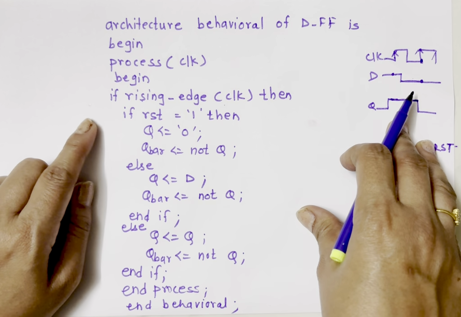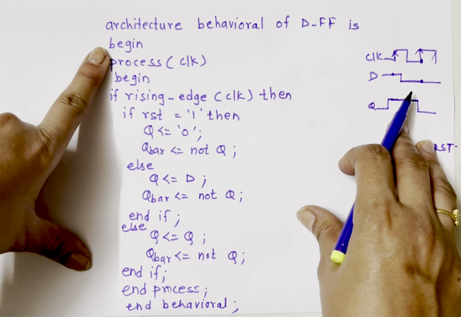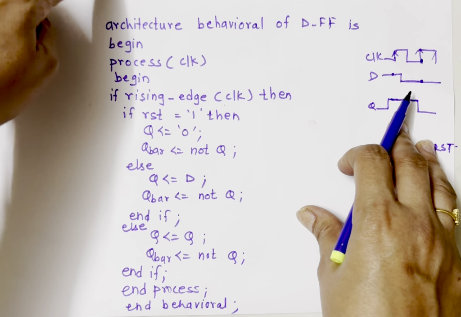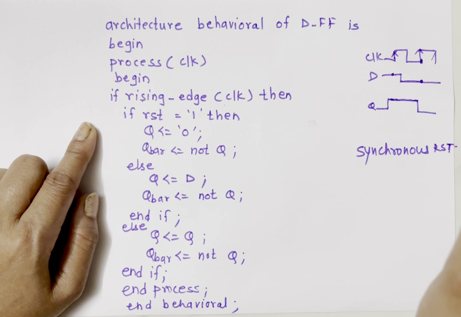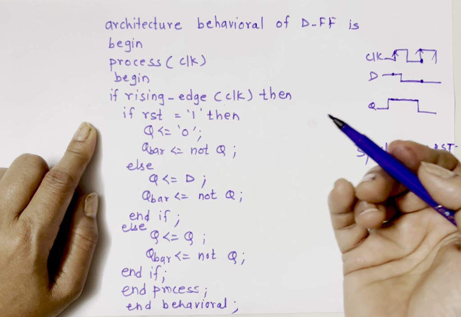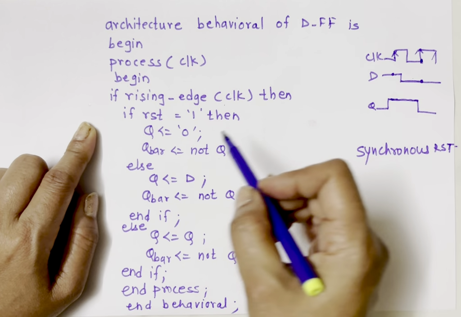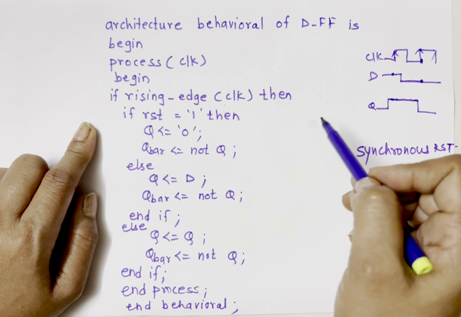See, also entity and library will remain the same. So before this architecture, you need to write entity and library files. In a few codes, you may find there is no Q bar output. But in our D flip-flop, we all know there are two outputs. So you must mention what is the value of Q bar, and it is not of Q.